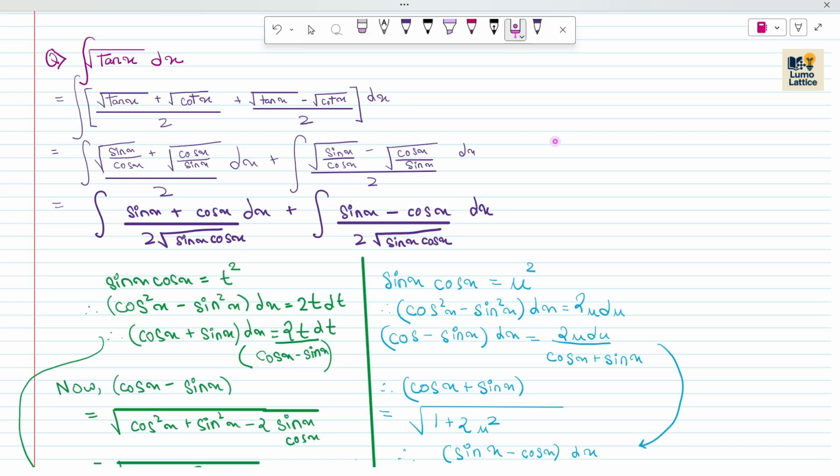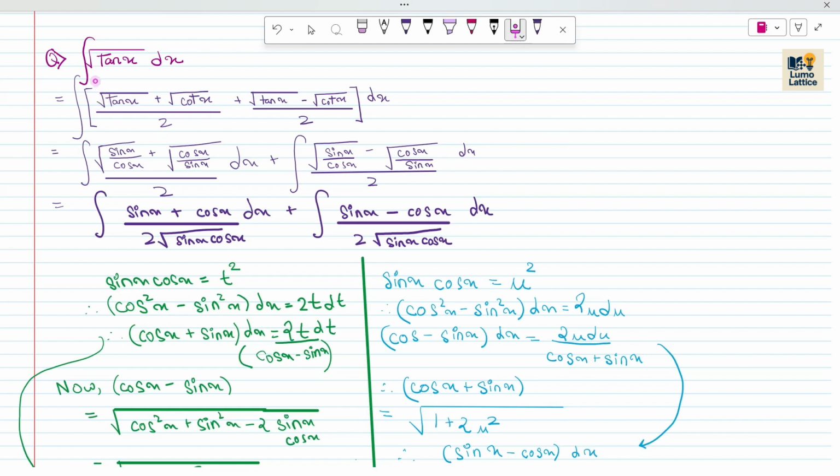Today we have a very interesting problem of integration, that is the integration of root over tan x dx. This is a problem which is approached by different people in a variety of ways. But in the process people often complicate it and most of the students cannot understand the process. So I have come here with one of the easiest solutions for this problem. So without further ado, let's get started.